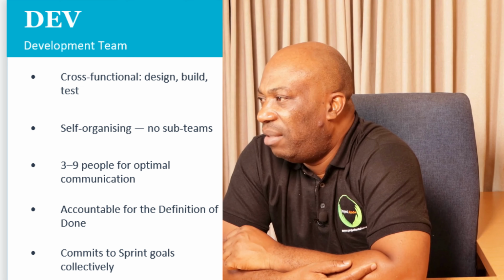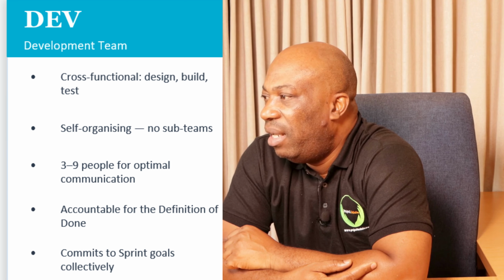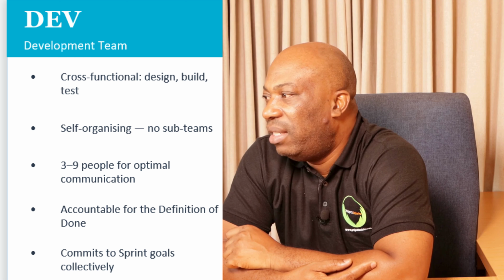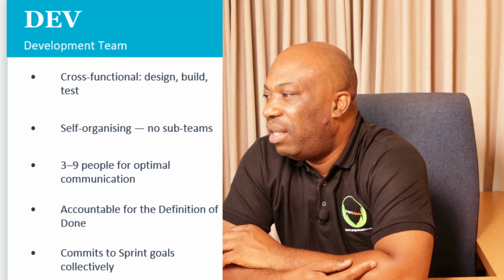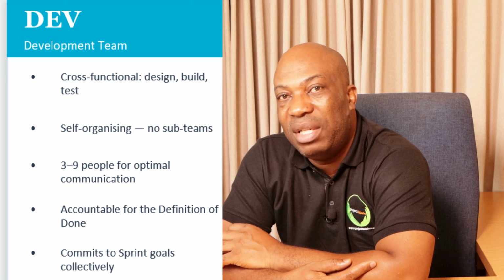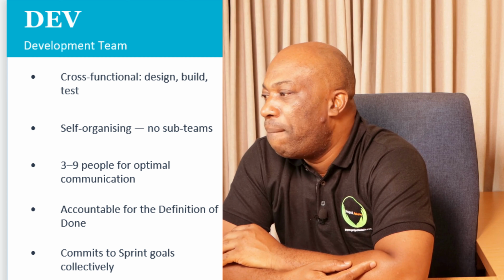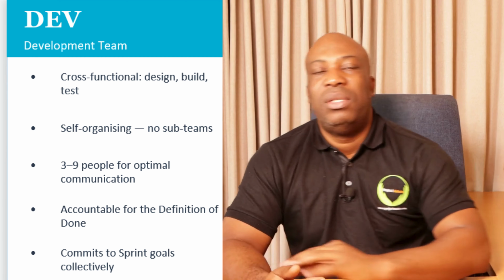In terms of the development team, it's normally cross-functional, covering design, build, and test. Then it is self-organizing with no sub-teams. In most cases, you might not find sub-teams. And you have 3 to 9 people for optimal communication. The team is accountable for the definition of done. What is done? What do you mean by done? The team also commits to sprint goals collectively. So the development team should always exist in an Agile environment. These are the people who are going to actually execute and produce the required results.